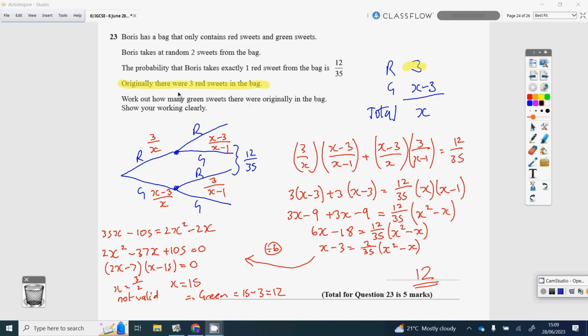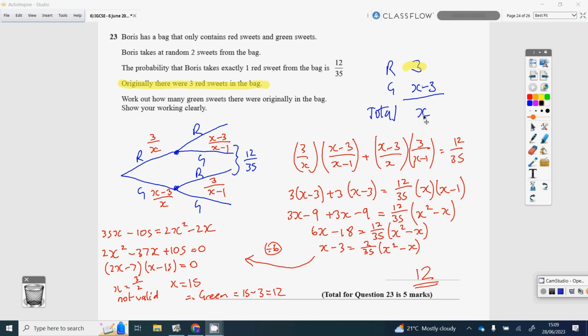So I think our entry point here is that there were originally 3 red sweets in the bag. So the number of red sweets is 3. Now we don't know the total number of sweets, but let's just call it x. So if there's x number of sweets and 3 of them are red, we would have started off with the green being x take away 3. Right, that sort of makes sense, doesn't it? The number of green is going to be 3 less than whatever x is.